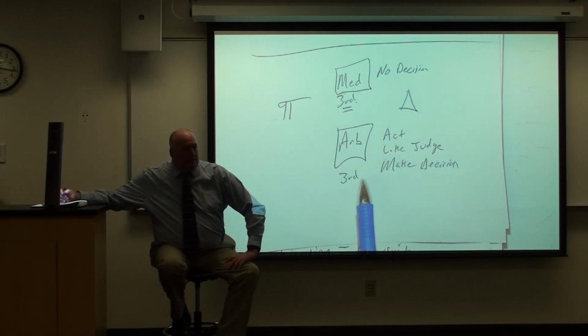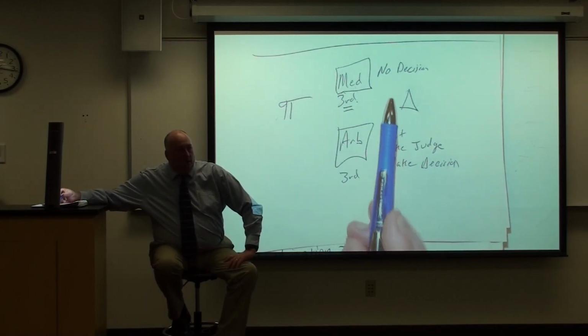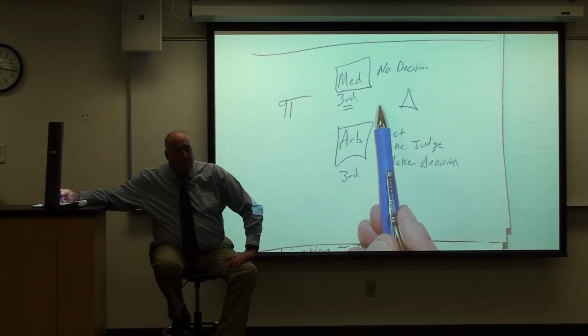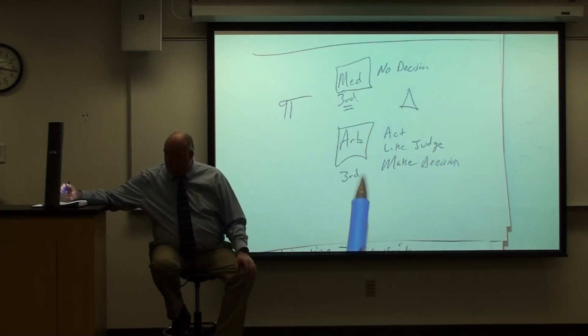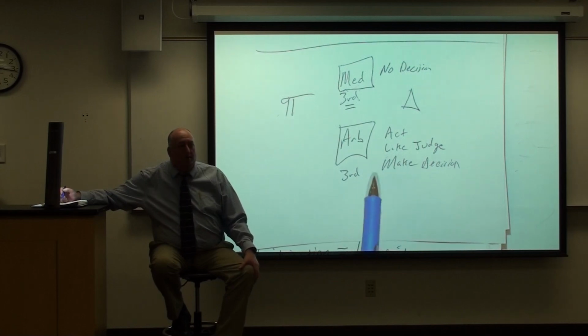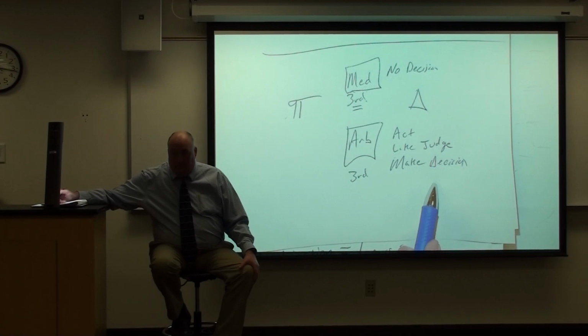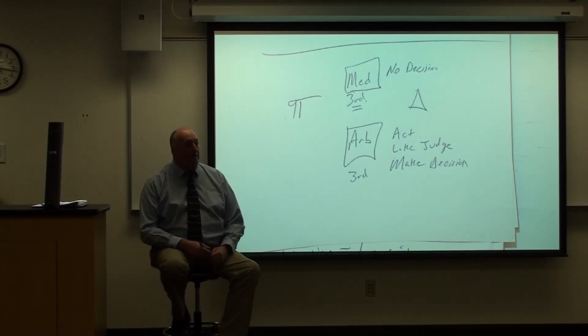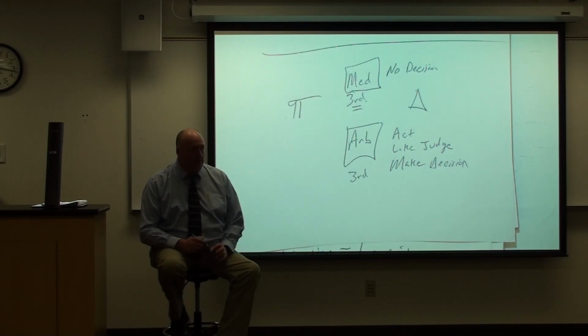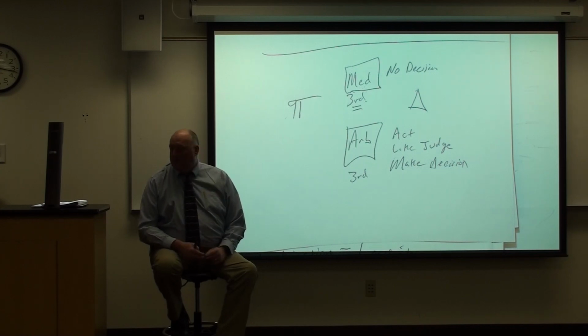So, arbitration versus mediation. Mediation: no decision. If the parties cannot reach an agreement, then they basically go to court. In arbitration, the arbitrator will review the evidence and then make a decision. Now, sometimes that decision is final and binding. It's called binding arbitration, one and done, essentially. Sometimes it's non-binding, which means you can either go to court from there, or you can appeal it.